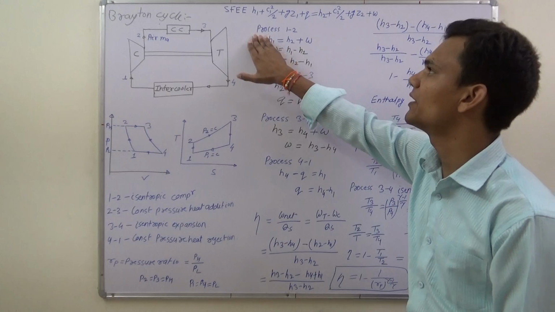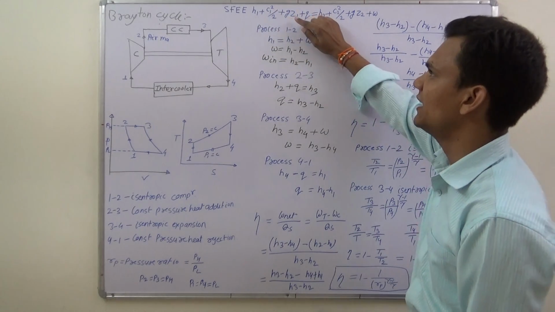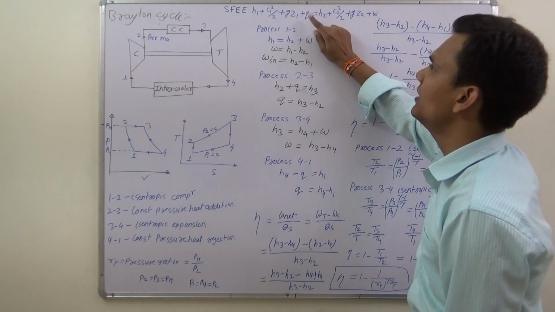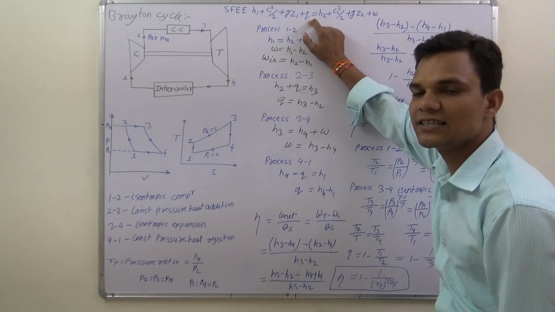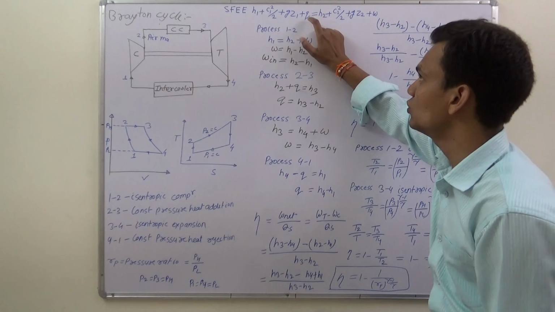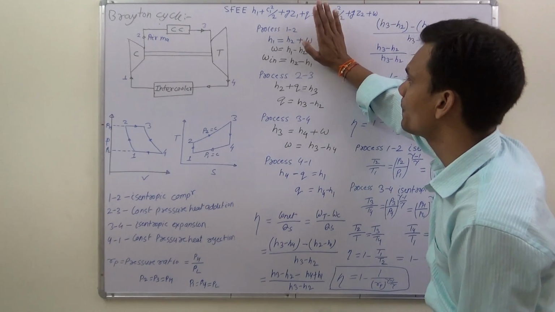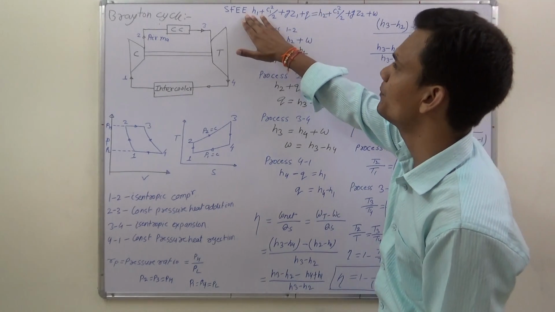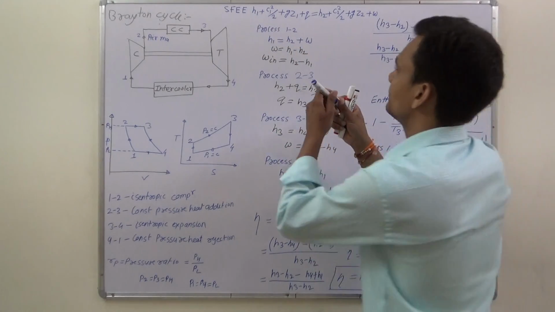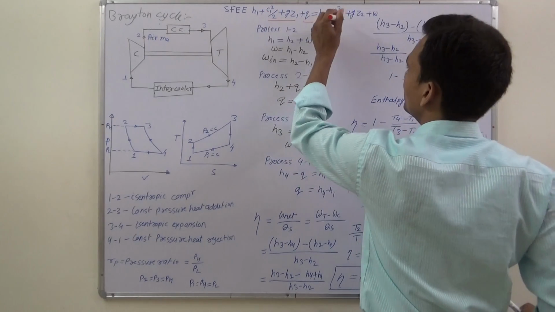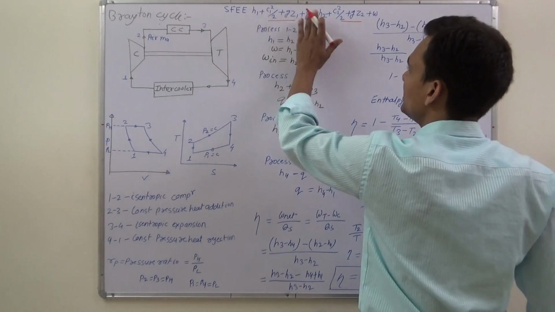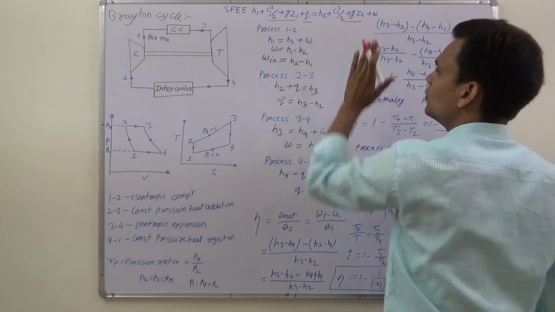For the compressor, we can assume the change in potential and kinetic energy is zero. But one more important assumption is that we assume our compressor is perfectly insulated. So heat transfer will become zero. So the equation will become H1, because these terms will become zero and these also. So H1 is equal to H2 plus W.